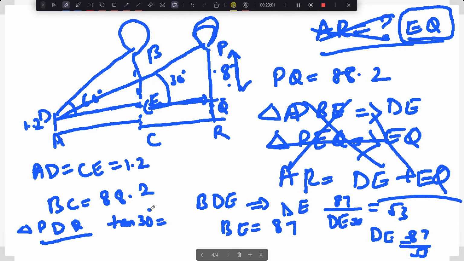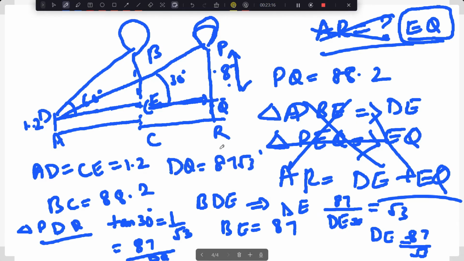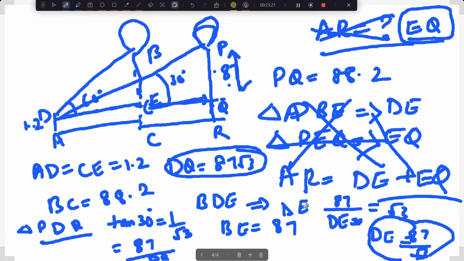Tan 30 equal to 1 by √3, which is equal to 87 divided by this पूरा DQ. So DQ क्या हो जाएगा? DQ हो जाएगा तुम्हारा 87 √3. तो ये इम्पॉर्टेंट है. और हमको निकालना क्या असली में? हमें EQ निकालना है. तो EQ is what? 87 √3 minus 87 by √3. Now what we'll do is, so it'll net क्या है ये? 87 into 2 by √3.